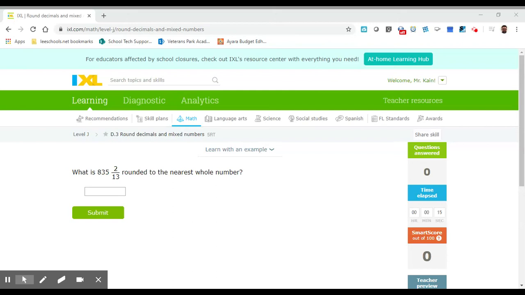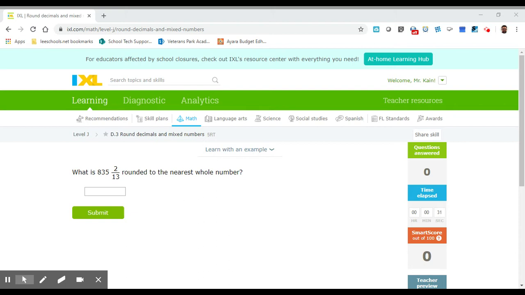Okay, what are we working on? We are working on round decimals and mixed numbers. The code is 5RT for your 8th grade IXL. And it says, what is 835 and 2/13 rounded to the nearest whole number?